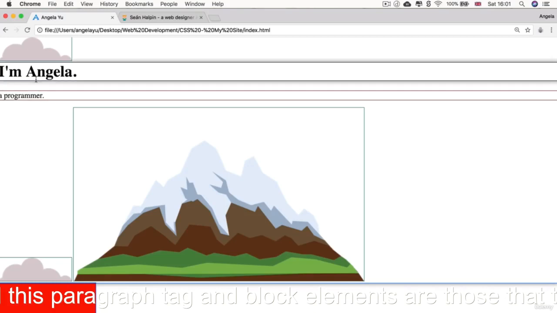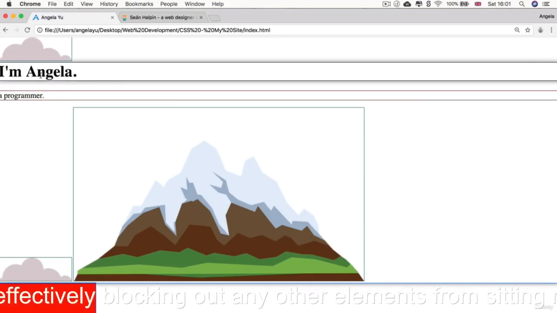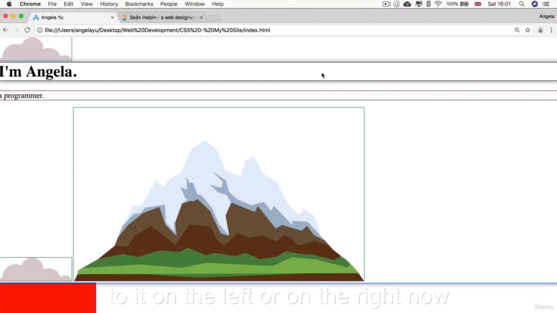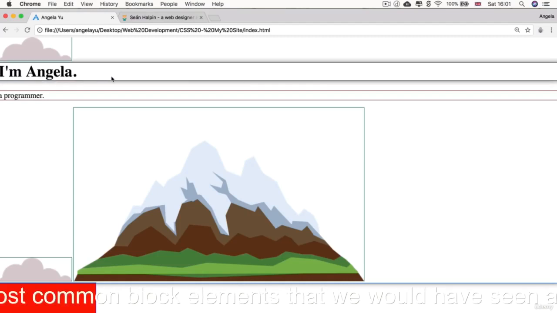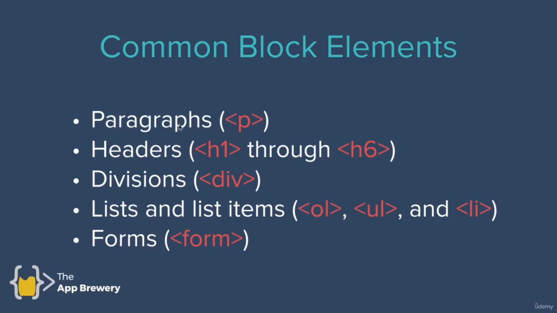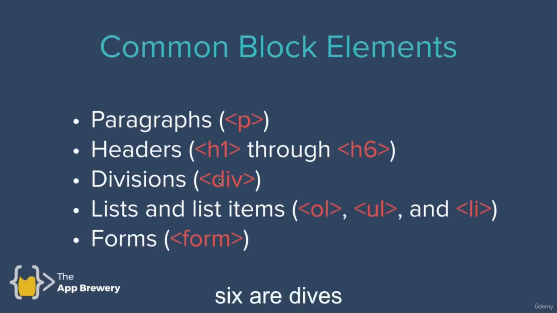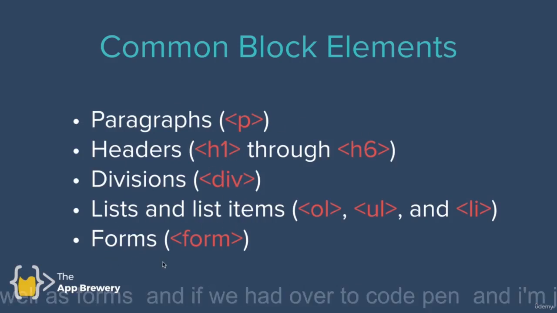And block elements are those that take up essentially the whole width of the screen on a web page. So effectively blocking out any other elements from sitting next to it on the left or on the right. Now, the most common block elements that we would have seen already are our paragraphs, our headers, so H1 through to H6, our divs, our lists and list items, as well as forms.